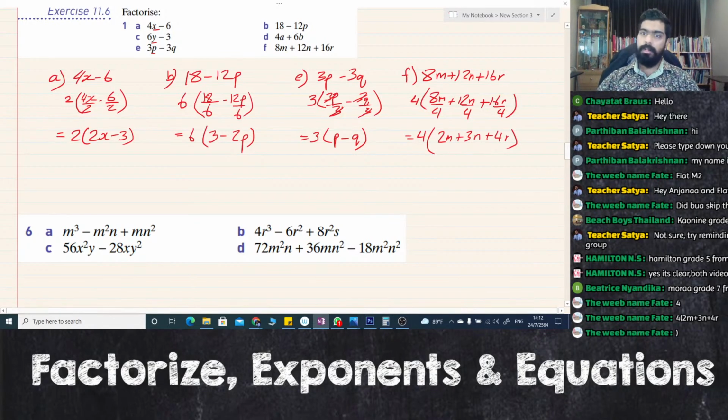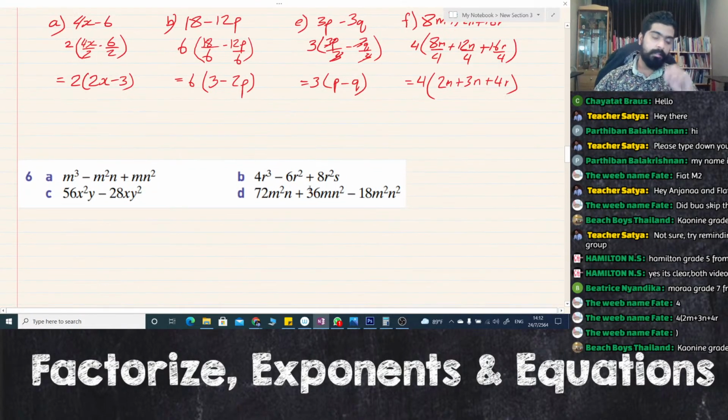All right, guys. Now let us go to the next one. All right, let's go to the next one. Hello there, Cow9, grade 6. Am I pronouncing your name properly? Cow9. All right, guys. Now let's go to the next one.